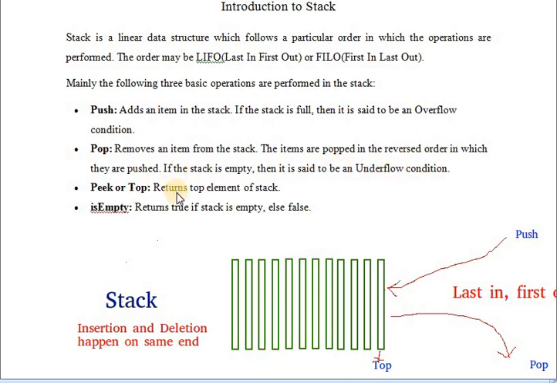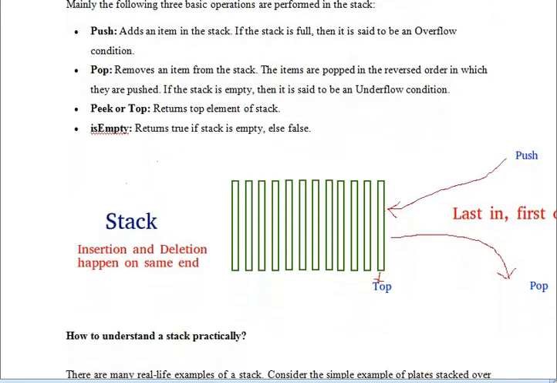Next is peek. It returns the top element of the stack. So whichever is the top element will be returned. Is empty returns true if the stack is empty, else false. Empty means there is no element in the stack. So this is the stack. We will see in detail in the program.